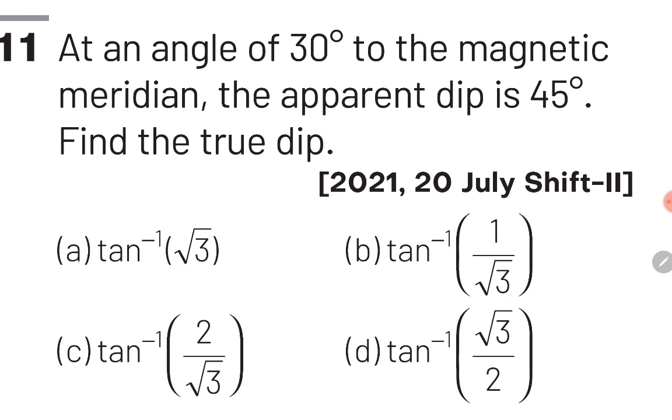Find the true dip. Guys, in this question, we'll first use the formula of apparent dip. This formula is given by tan delta dash is equal to BV divided by BH cos theta. In this formula, delta dash is the angle of apparent dip, BV is the vertical component of Earth's magnetic field, BH is the horizontal component of Earth's magnetic field, and theta is the angle made by plane to the magnetic meridian.